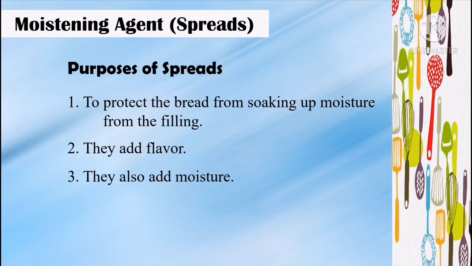Let's move on to the second component of sandwich, which is moistening agent or spreads. The purposes of spreads are: first, to protect the bread from soaking up moisture from the filling. Second, they add flavor. And third, they also add moisture. Spread also complements the flavor and texture of the sandwich. Butter and mayonnaise are the common kinds of spreads.